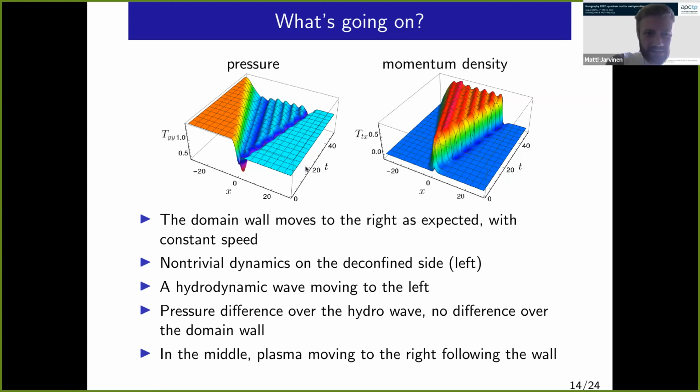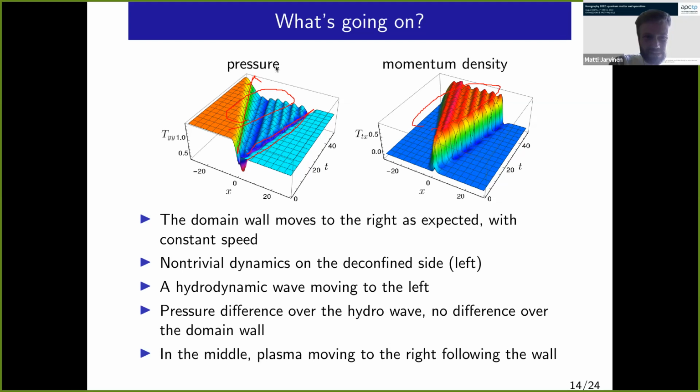Yeah, so you can identify that indeed, as expected, the domain wall, which is here, this valley, will move to the right. And it will, at late times, move at constant speed. So this is what we would expect. But you also see that there is some non-trivial dynamics happening here on the left side of the domain wall. The most prominent feature is this hydrodynamic wave which propagates to the left.